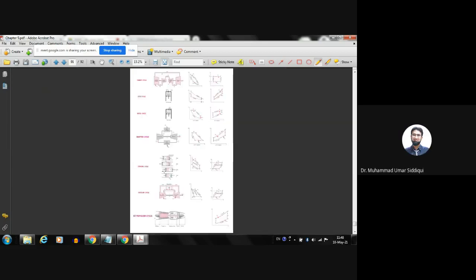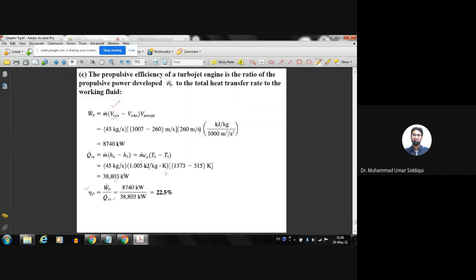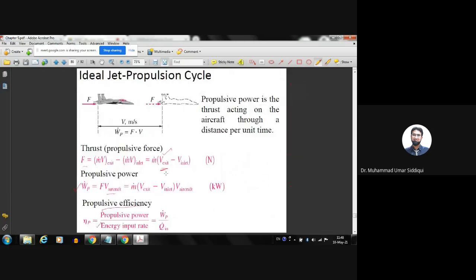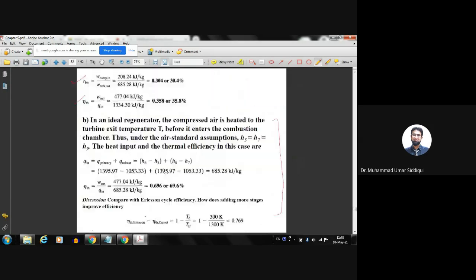Anyways, this is the summary sheet where you have all the formulas and the PV and TS diagrams for all the processes that we studied in chapter number 9. And with this, our chapter number 9 is finished. You have some practice problems here in chapter number 9. The solutions of the practice problems are already provided to you in the Google Classroom. So with this, we end our lecture today. Chapter 9 is done, and inshallah, next class we are going to start chapter number 10.